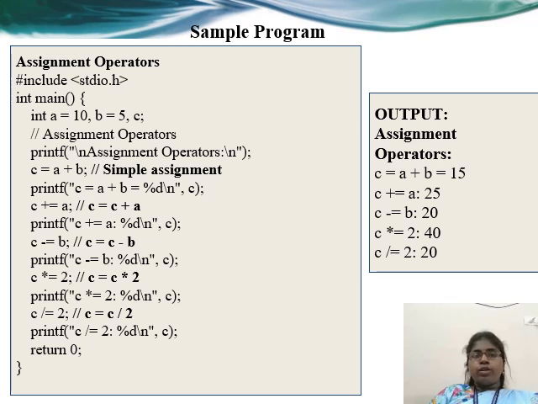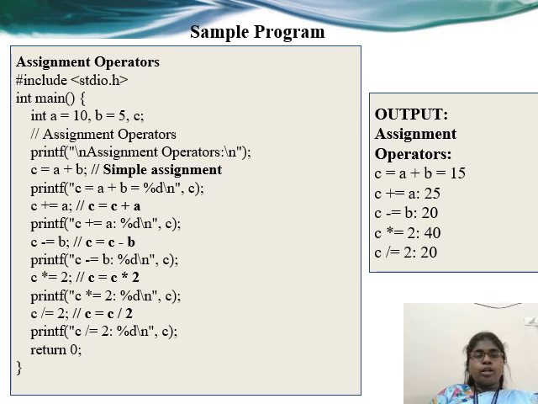Next topic is the assignment operator. What is the assignment operator? The assignment operator is used to assign a value to any variable of the program. The assignment symbol is mentioned in the program as C = A, meaning the value is assigned to A. Let's explain what the operations using the assignment operator are: simple assignment, add and assign, subtract and assign, multiply and assign, divide and assign. These are the assignment operators used in the program.